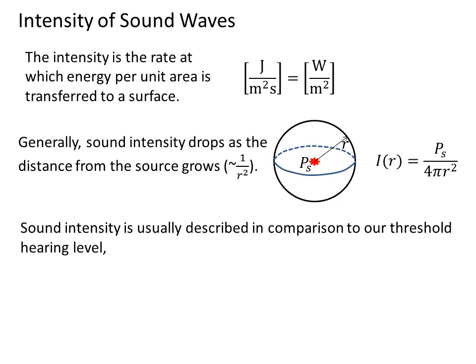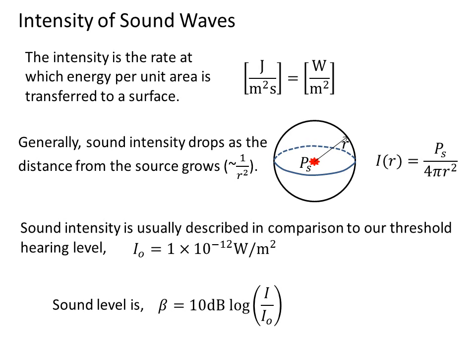Sound intensity is usually described in comparison to our threshold hearing level. This level is 1 times 10 to the minus 12 watts per meter squared. So our hearing is very sensitive and goes over a very wide range. So sound level is usually not given in terms of a linear system, but rather in terms of a log system, or in terms of dB, where you take 10 dB times the log of whatever intensity of sound we're talking about divided by the threshold hearing level.